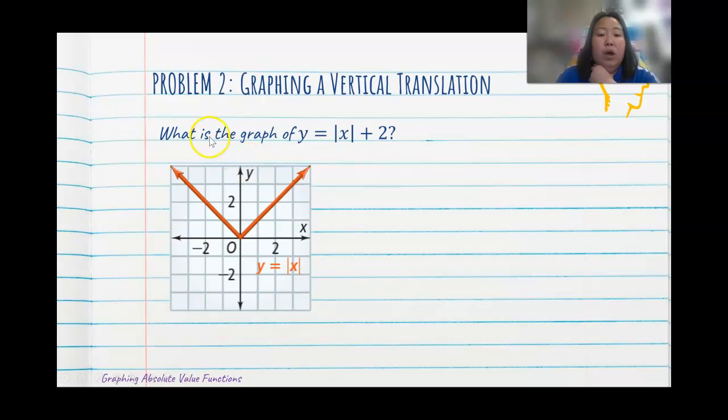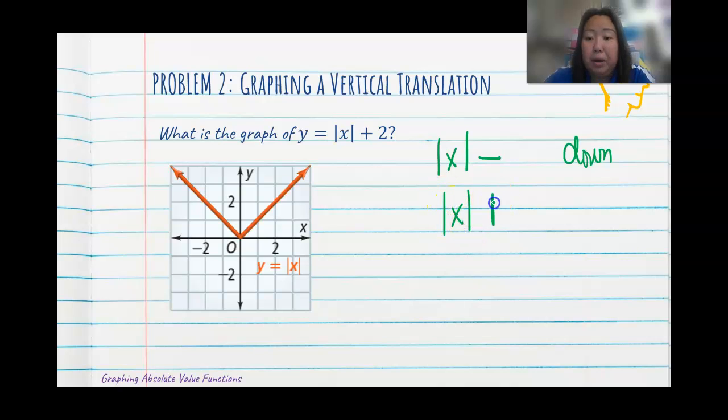So again, the question is, what is the graph of the absolute value of x plus 2? So from our previous example earlier, when we have absolute value of x minus a certain number, it goes downward. And so if we have absolute value of x plus, then it is going to go upwards. And how many units is it going to go upwards?